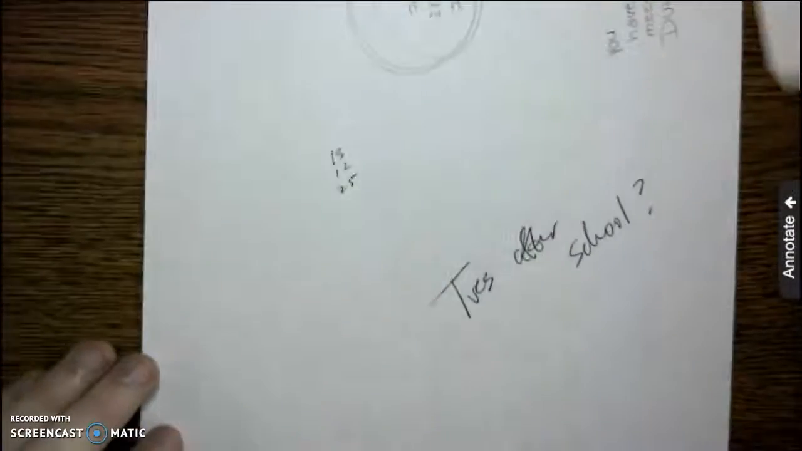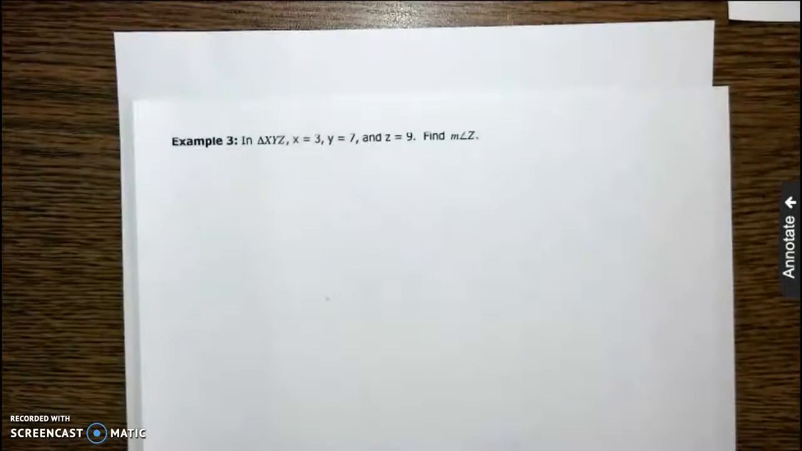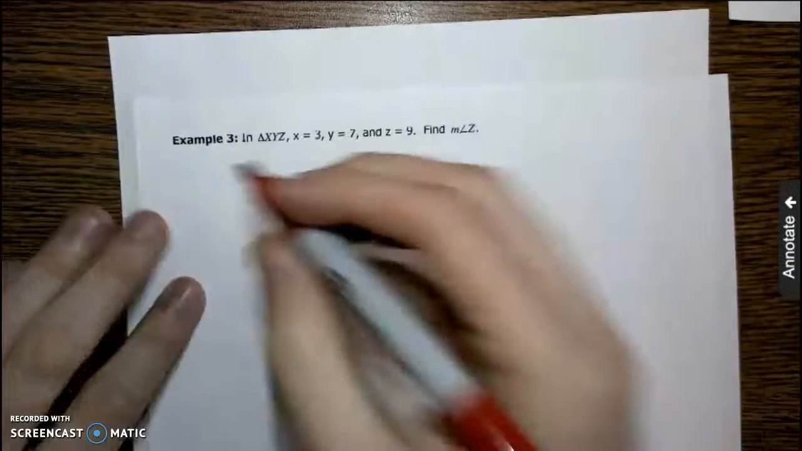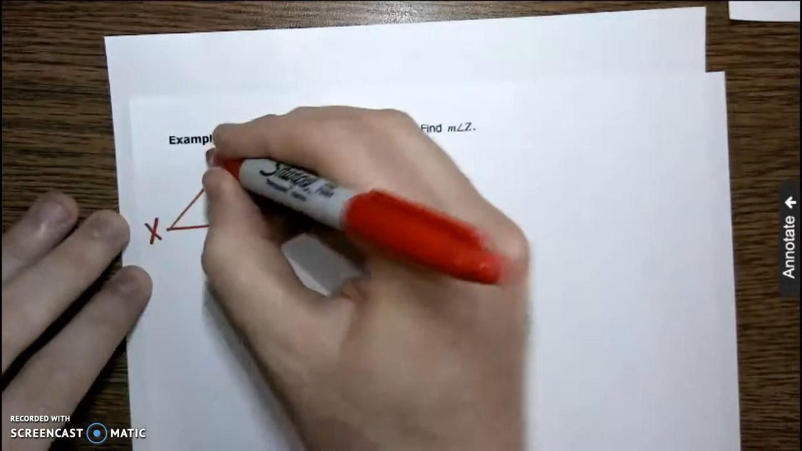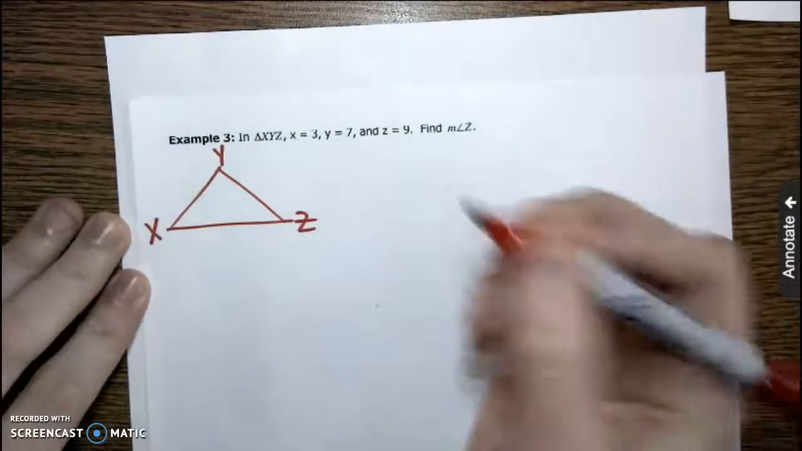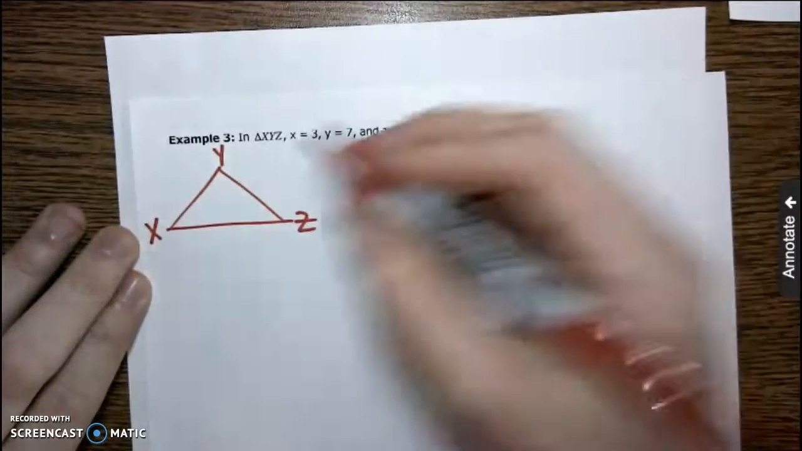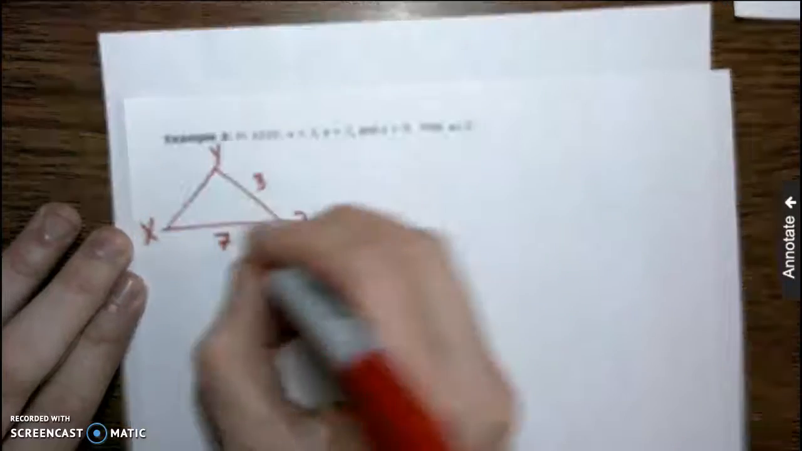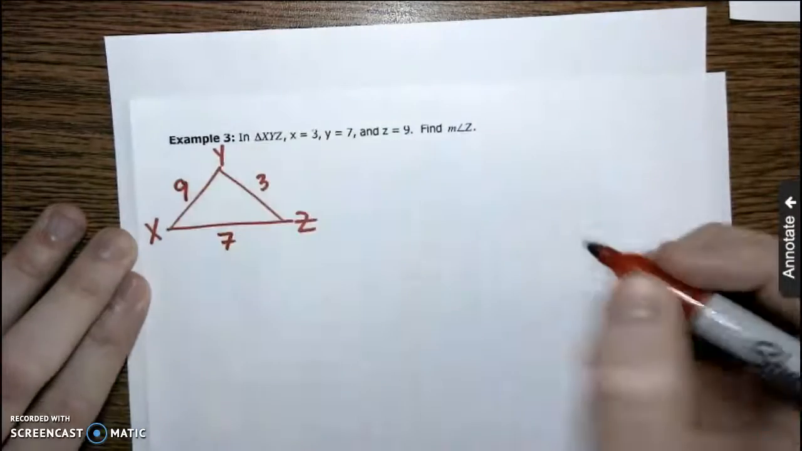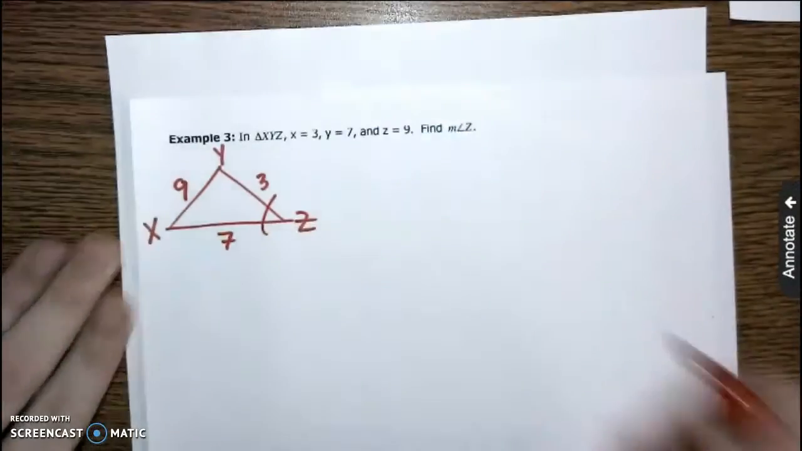Okay, example 3. They're changing the letters again. So let's draw this triangle. And let's label the sides. Opposite of x is 3. Opposite of y is 7. Opposite of z is 9. They didn't give me any angles, and they're asking for angle z.